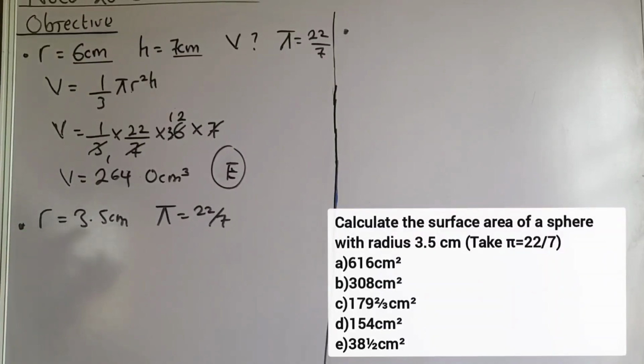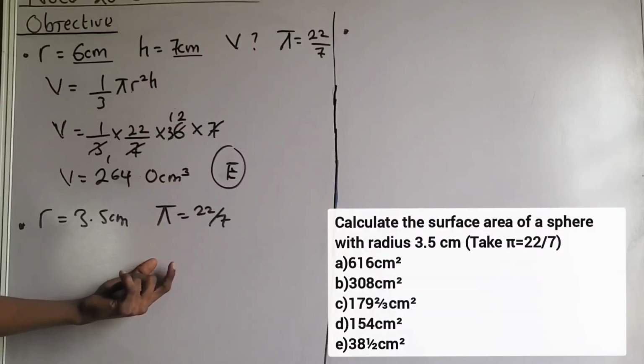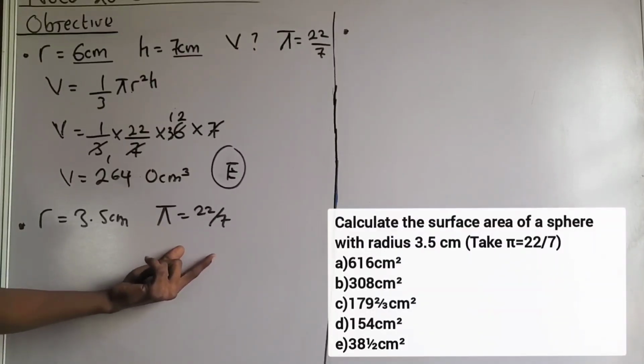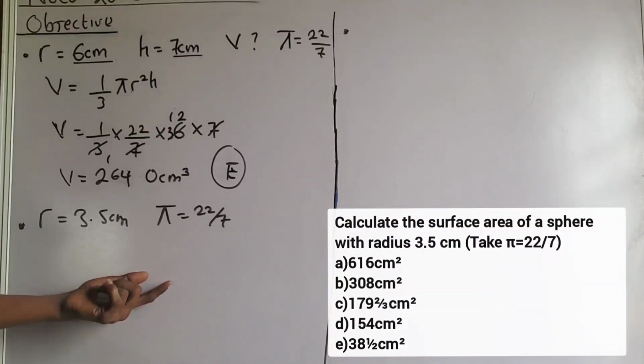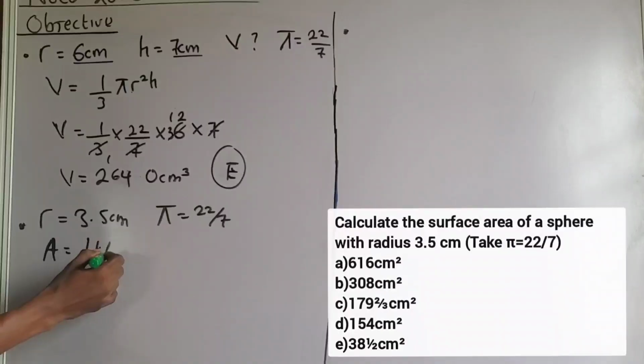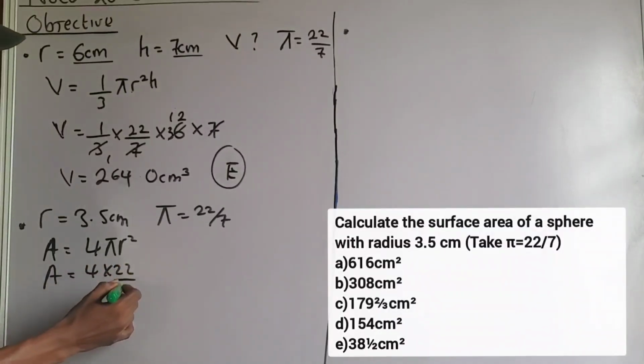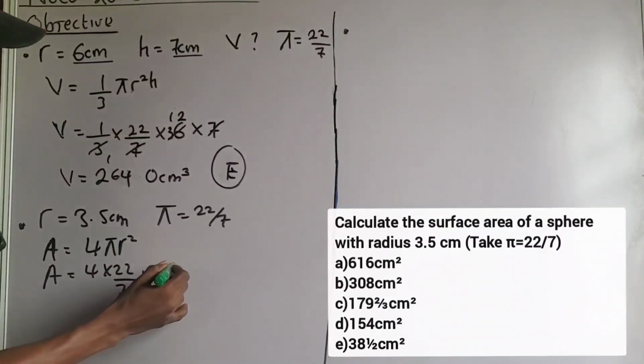So what I'm trying to say is that anytime you are given a question and the question requires you to use pi and you're not given pi as any value in the question, make use of 22/7. Don't use approximated value 3.142. Now let's proceed. The surface area of a sphere is equals to 4 pi r squared. Do you understand? 4 pi r squared. So if you want to get the area, that will be 4 times 22/7 times 3.5 squared.